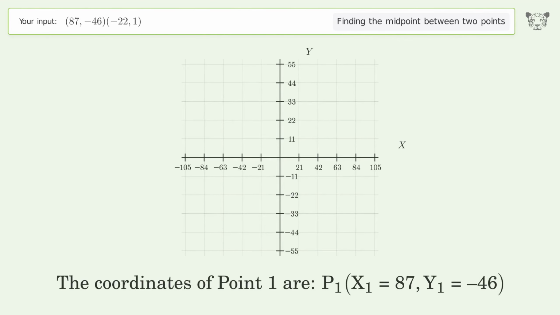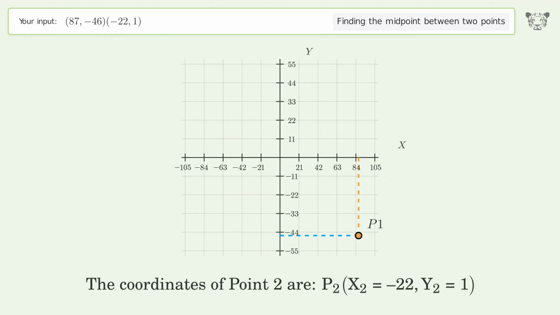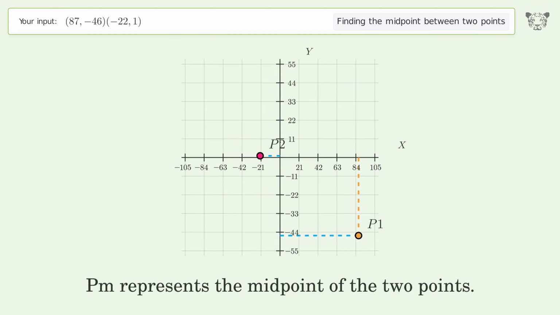The coordinates of point 1 are, x1 equals 87, y1 equals negative 46. The coordinates of point 2 are, x2 equals negative 22, y2 equals 1. PM represents the midpoint of the 2 points.